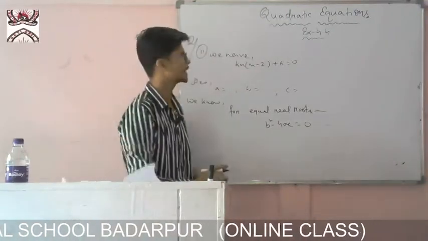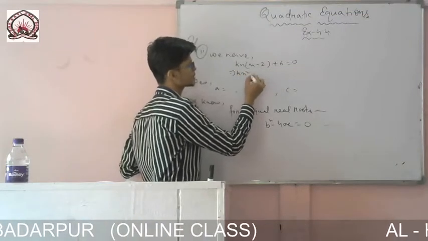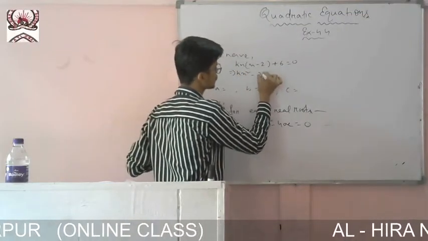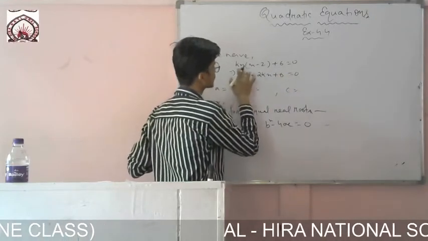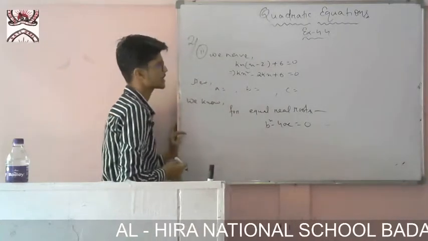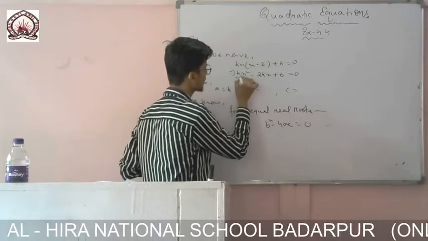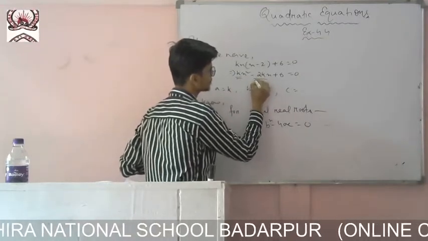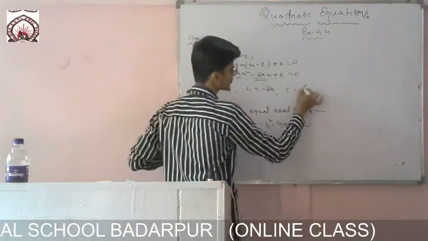So first of all, what I have to do? I have to solve this one. If I solve it, it will be kx square minus 2kx plus 6 equals to 0. Now, which is a quadratic equation. So now I can write a will be equals to k, b will be equals to minus 2k, and c will be equals to 6.